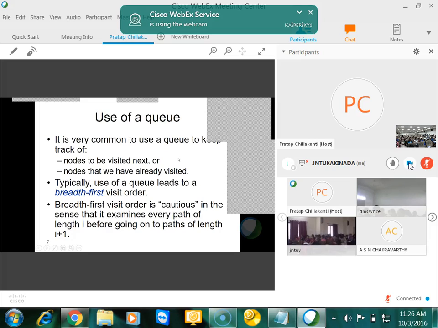Same thing, we can also use a queue to keep track of nodes to be visited or nodes that we have already visited. Typically, we use queues in the case of breadth first search algorithms. It's called a cautious algorithm because it examines every path of length i, meaning level, every node at the level before it goes to the next level. Dijkstra's algorithm uses the breadth first search.